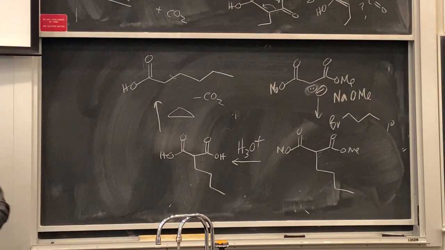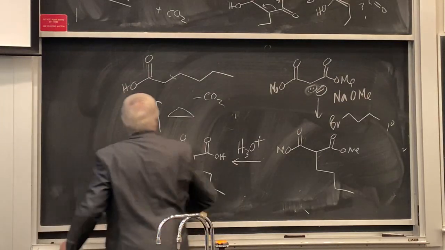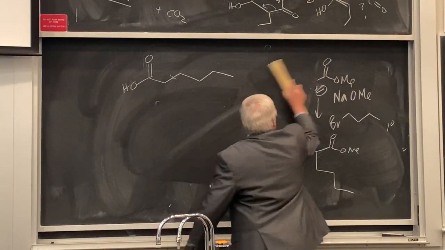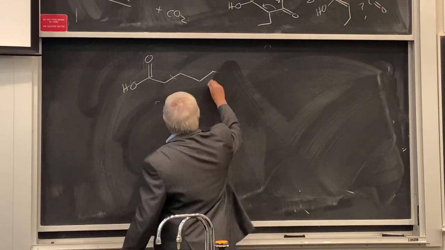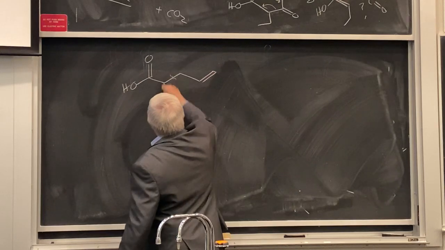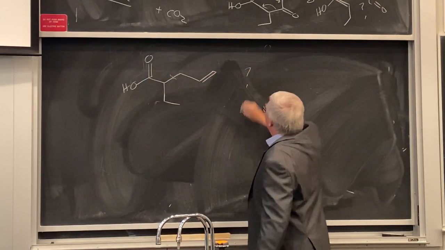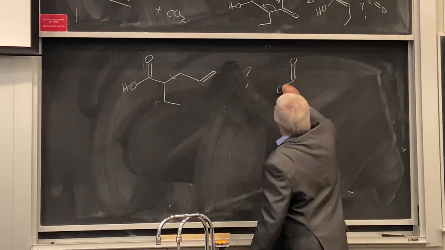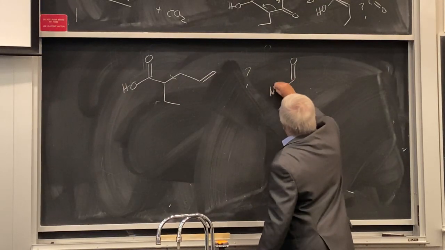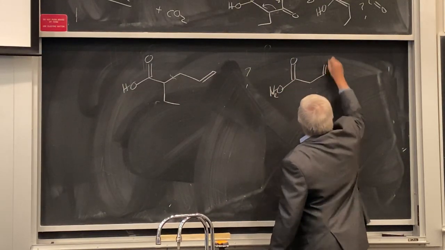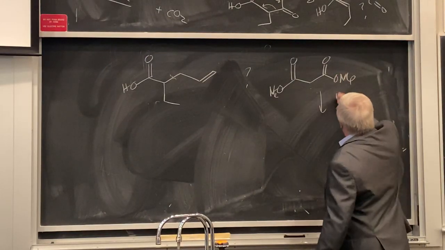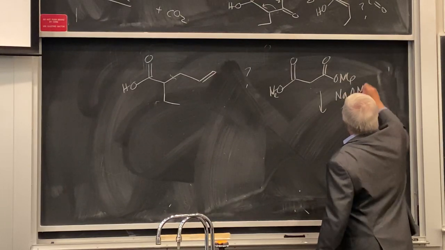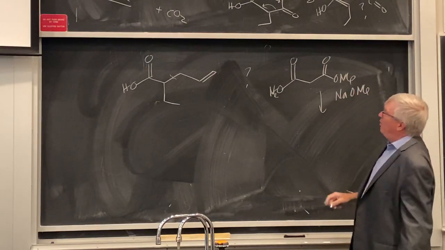All right, how about a disubstituted one? Let's see. What if we want to make, not that one. How about if we want to make this? An allyl and an ethyl. How do we make that from malonic acid? Well, let's go right to the ester. So there's our malonate ester. First step, sodium methoxide, one equivalent. And what do we want to put on first?